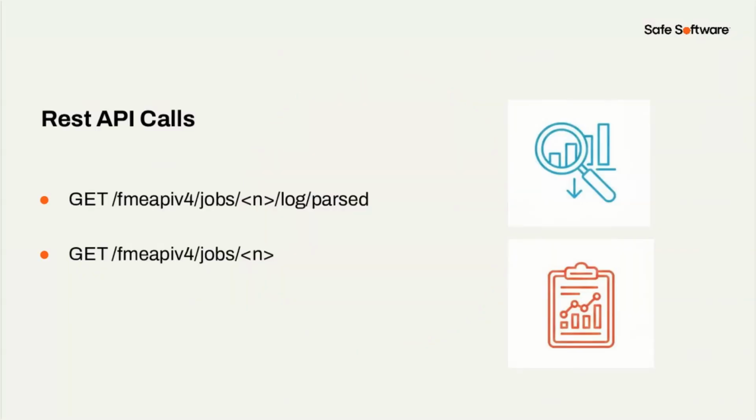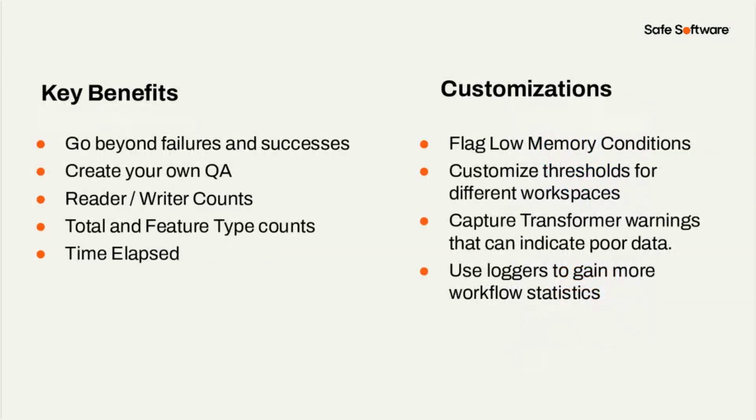All right, so the main endpoints, again, are the parse job log, so I can pull out the relevant information. And then the other jobs that I want to pull out, there's more statistics on those. So the big benefits here is going beyond success and failure. You've got a lot of customization. This one looks at readers and writers, and total feature counts. Feature type counts, I think, is a benefit too. If you're using a feature writer, it's also going to grab any information from there for your feature counts. So it's pretty complete. And then in terms of customization, you could grab those flags of low memory conditions.